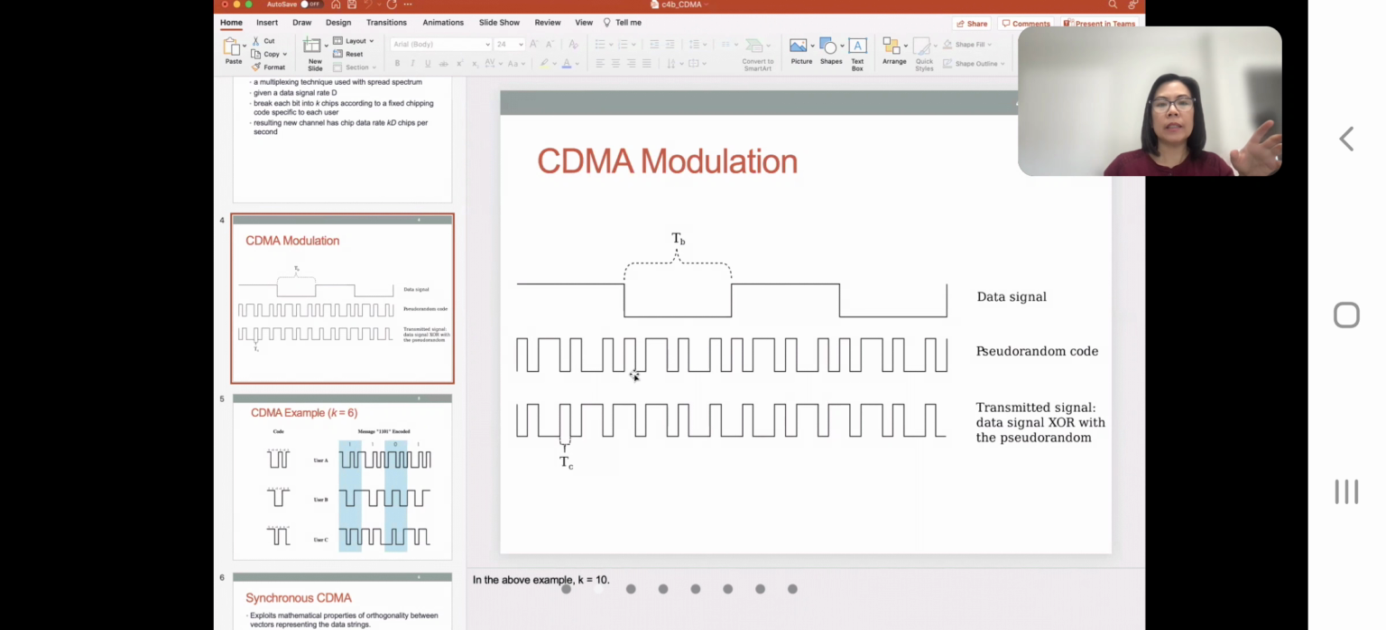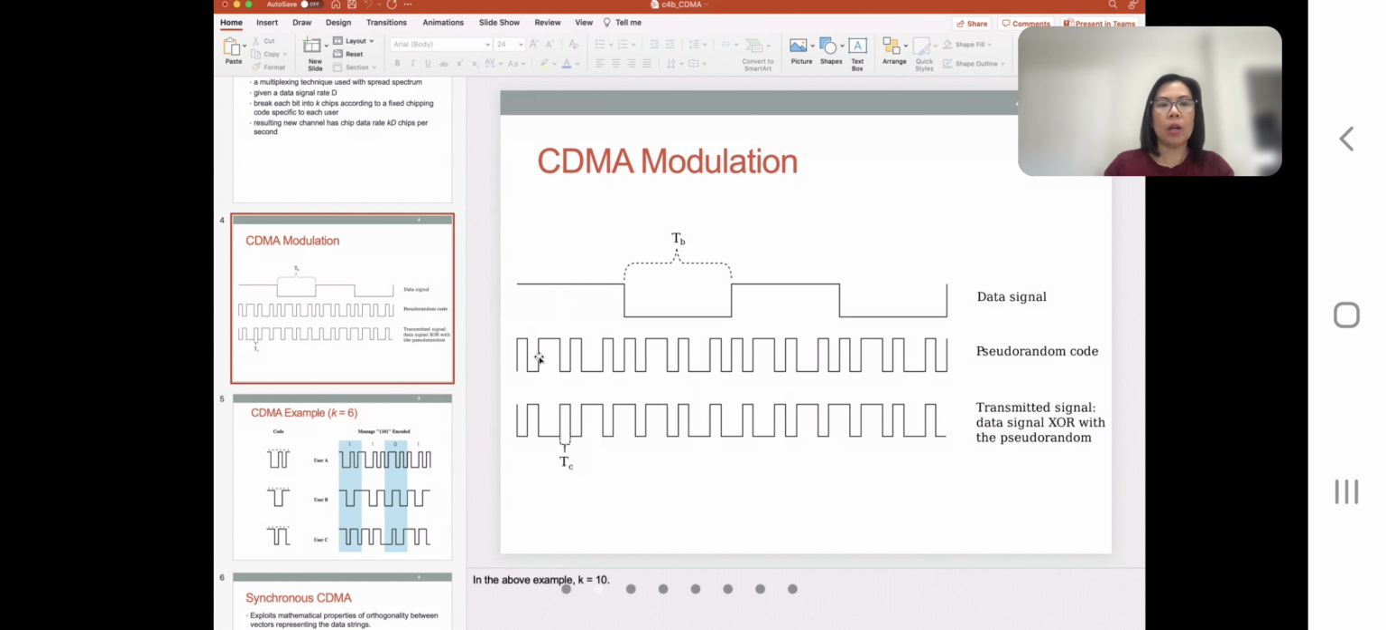And this pattern is repeated. You can see it starts with this and then a longer one. It's the same pattern, 10 bits repeated over time, okay? Now if we take the XOR operation between the original data and the pseudo-random code, the code here.